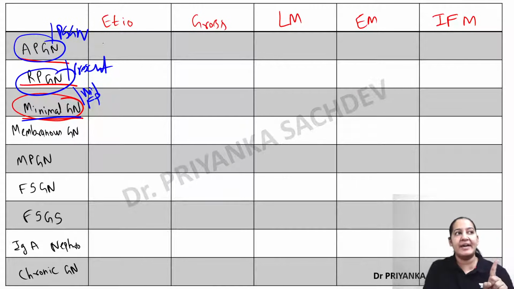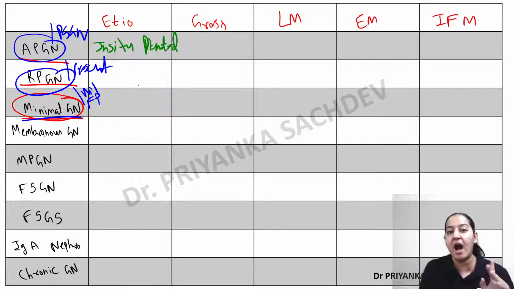APGN is due to antigen antibody immune complex formation, that is in situ. It is in situ deposition of the antigen antibody complexes against a planted antigen. Who is the planted antigen here? The planted antigen is the bacteria. You know the name of the bacteria. It is group A beta streptococcus bacteria, that is known as GAS bacteria. You know the complete etiology, I guess.